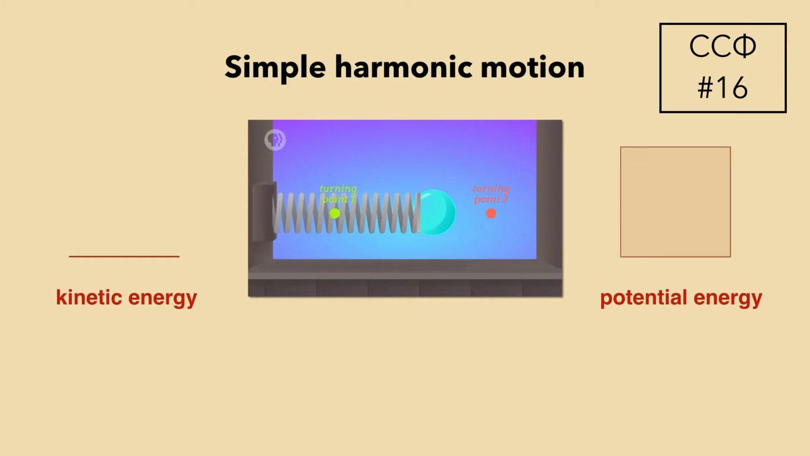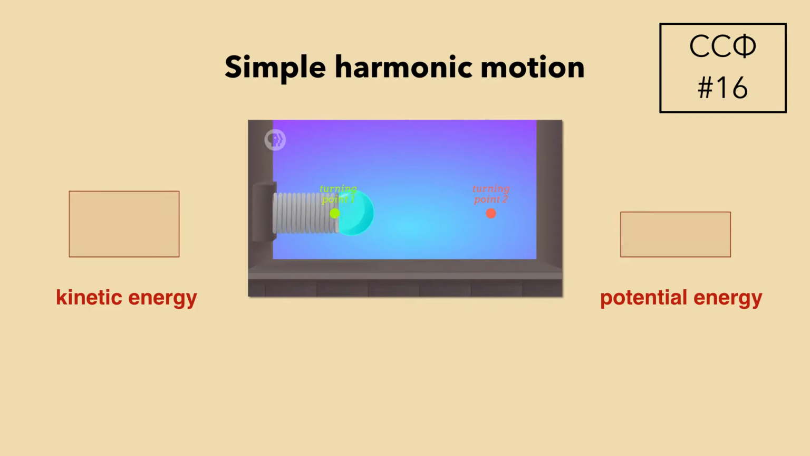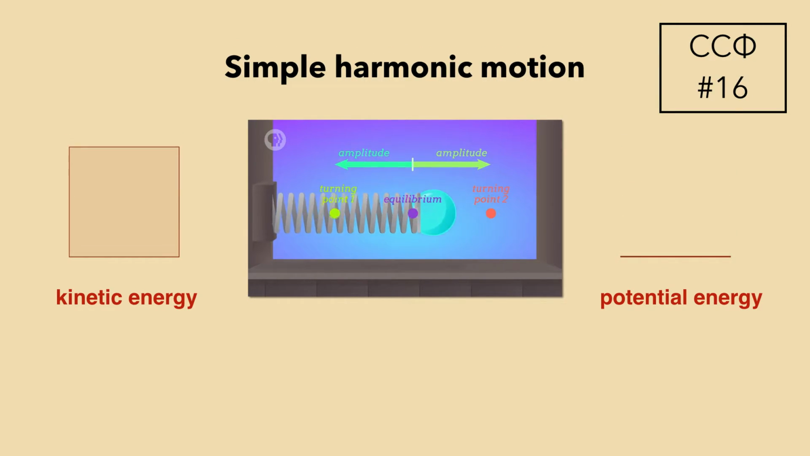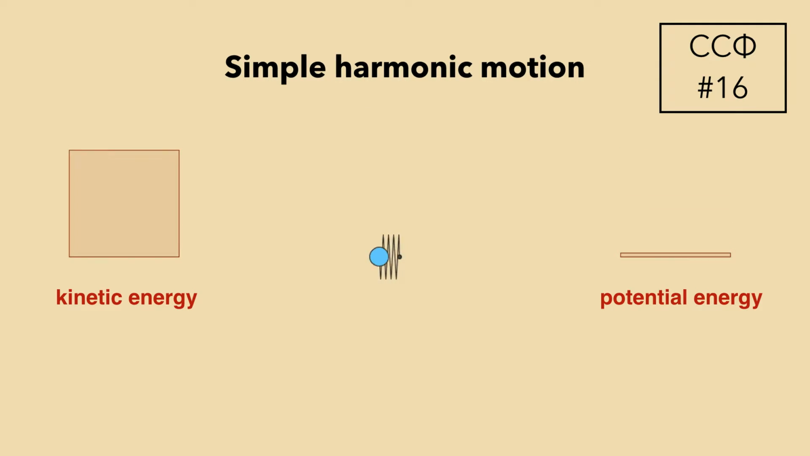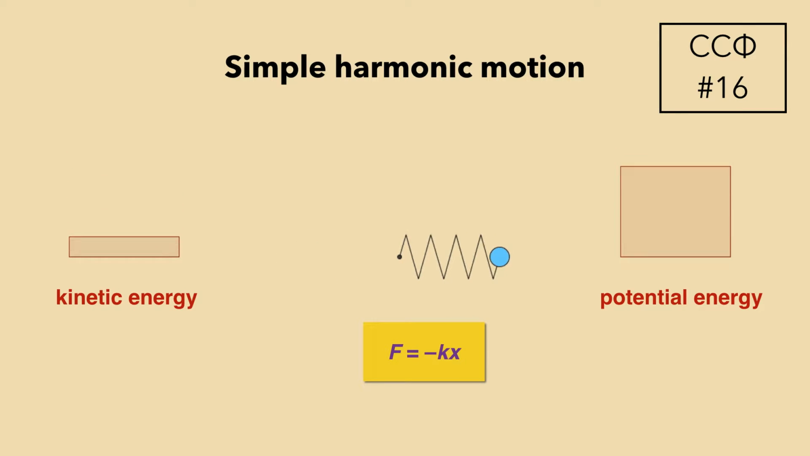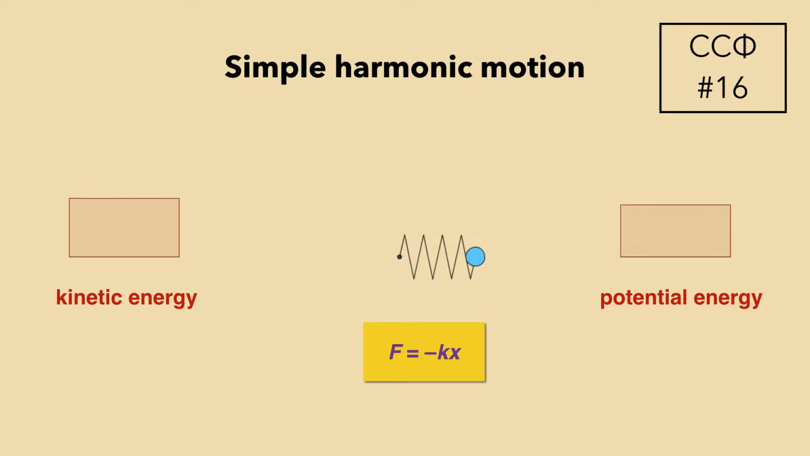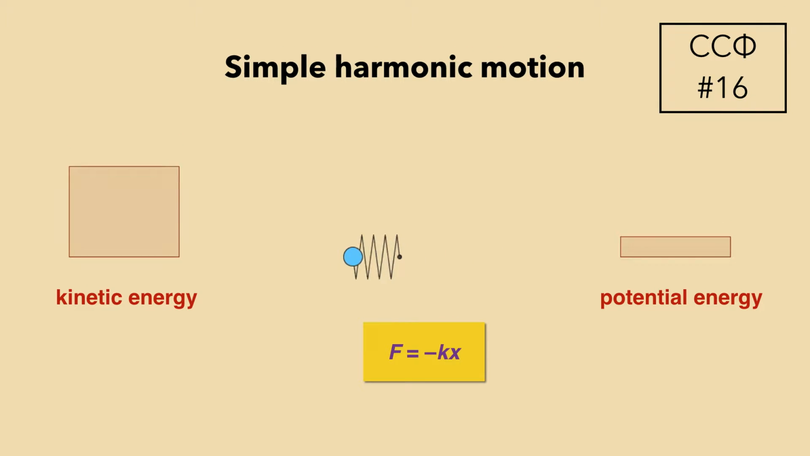Nevertheless, this is very similar to the pendulum that we've seen in an earlier video, where there's a constant exchange between kinetic and potential energy. Now, what kind of force creates such a motion? In fact, the force is always proportional to the displacement away from the equilibrium point and in the opposite direction to it. So it always pulls the mass back to the equilibrium point.